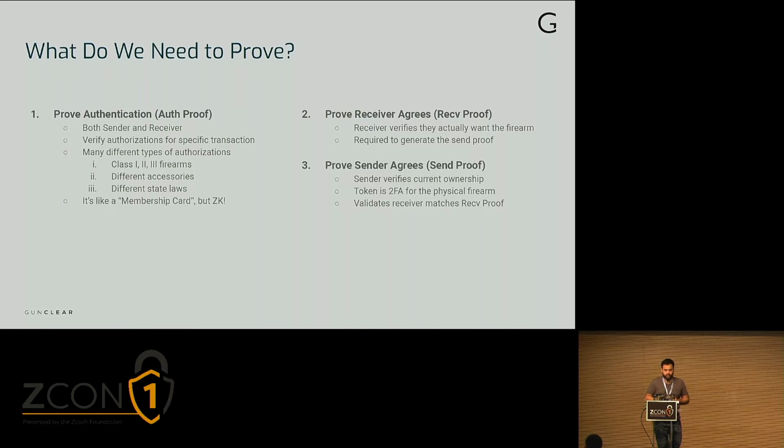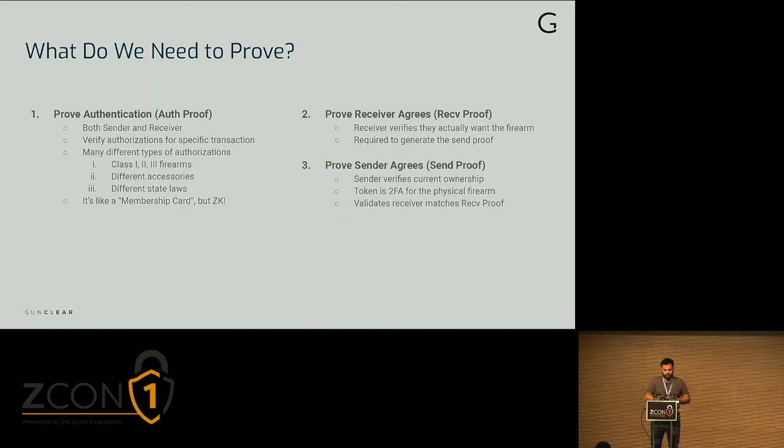Second proof we have is that the receiver agrees to the transfer. This ensures that we're not just allowing tokens to be sent to unsuspecting individuals. This is very important for the system to work properly. And it also validates that the new commitment that's being set in a transaction is appropriate to the receiver.